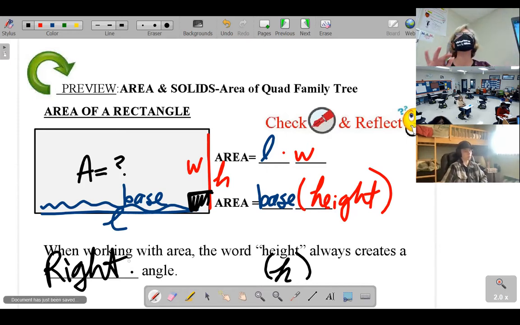Warning, in every single equation, height means there's going to be a right angle. When you see height in class, what do you know is going to be around? Everyone except Hudson, this is key. Let's try that again. When you see H in any equation, what do you know is going to be there? Right angle, that's super important.